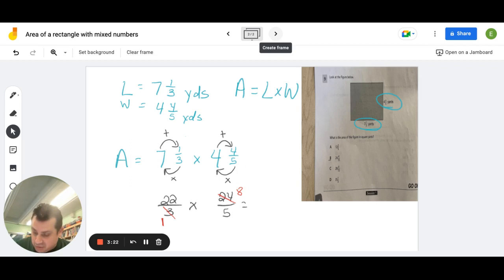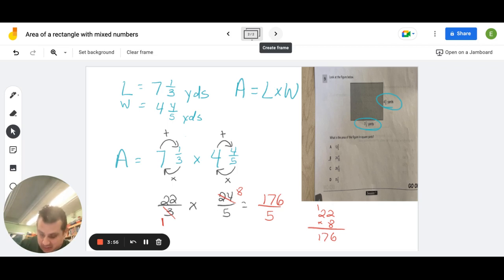Now I'm left with 22 times 8 for my numerator and 1 times 5 on my denominator, which is 5. And now I have to do my 22 times 8. 8 times 2 is 16, and 8 times 2 is 16, and 1 is 176. So 176 over 5. Now we still have to simplify that.